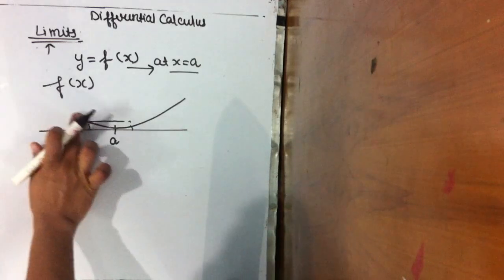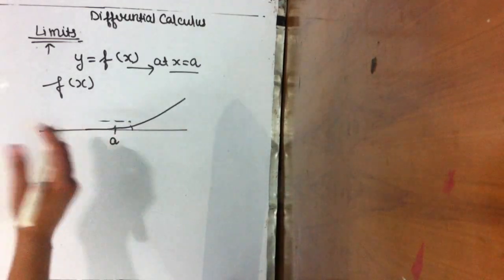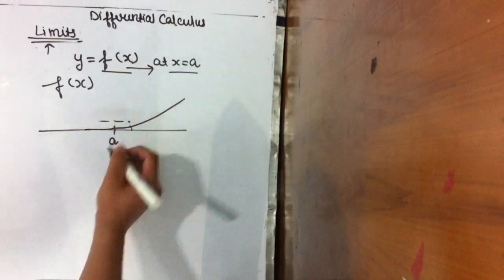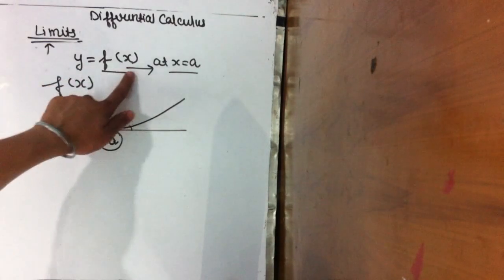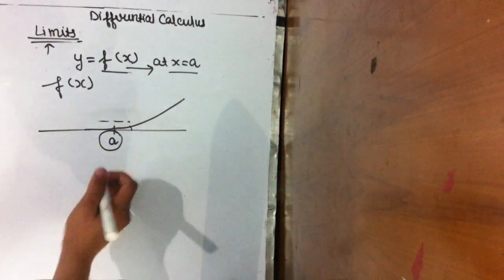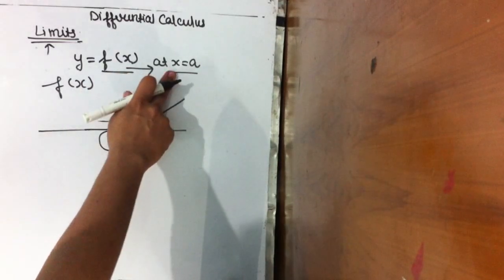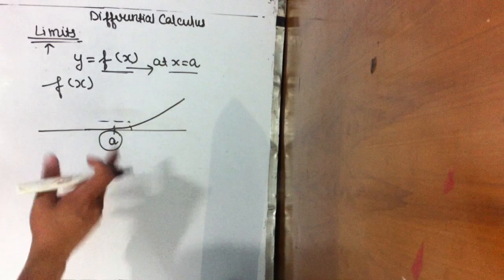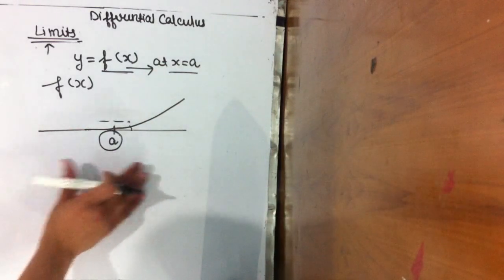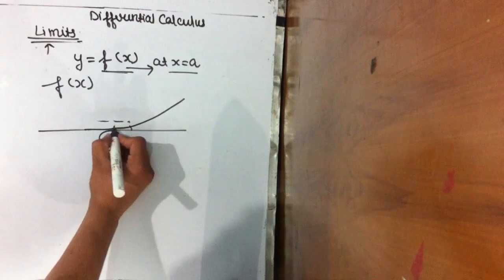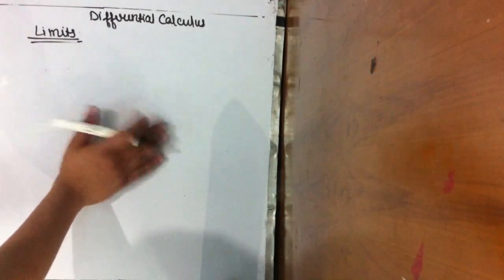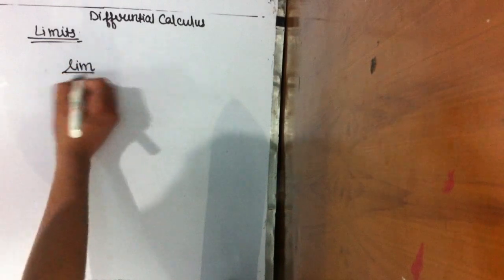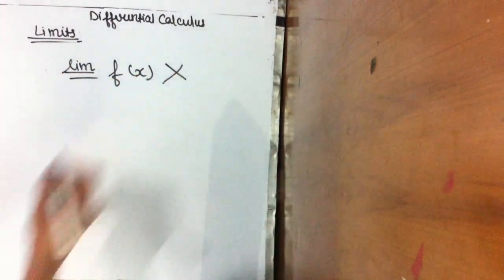But if this particular graph is missing from the neighborhood, then we cannot predict the value of that particular function at the given instant. So the limit of y equals f of x would exist only and only if the function f of x is well defined in the neighborhood of x equals a. That means the function has a graph in the neighborhood of x equals a, not necessarily at x equals a. Now, if any of these conditions are not fulfilled, then the limit of that particular function does not exist.